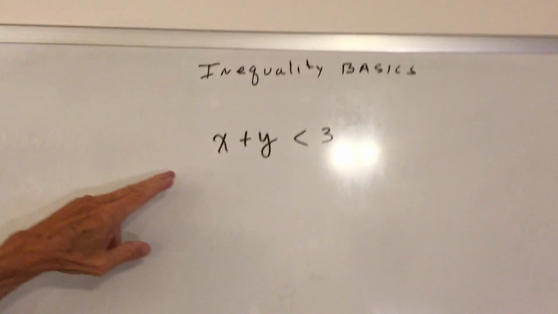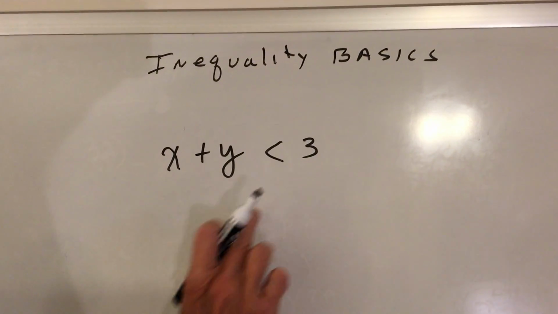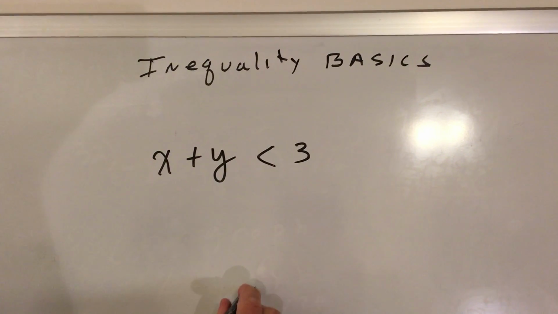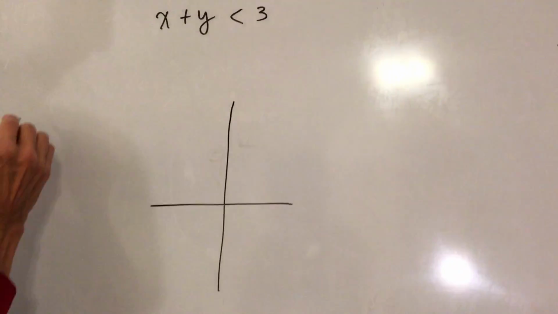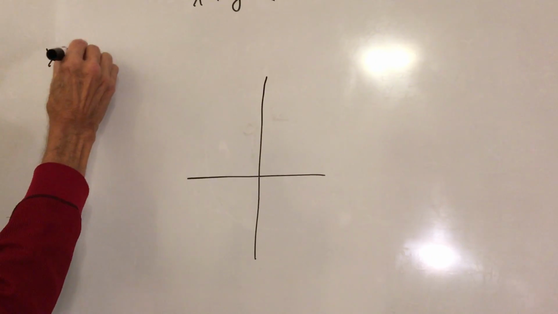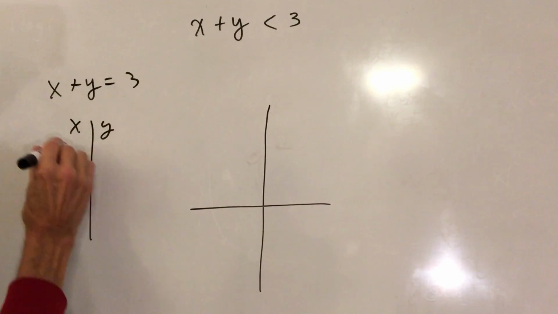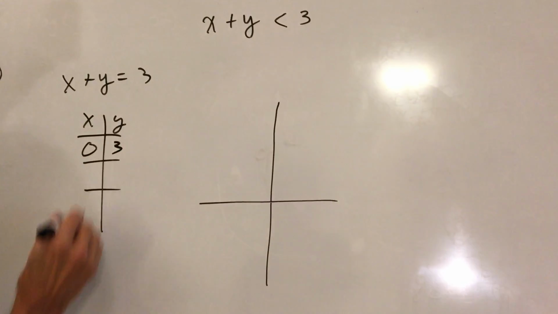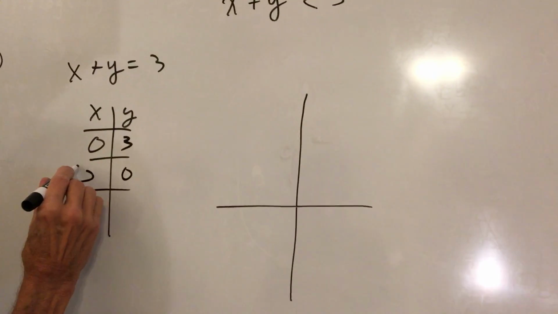Now we go to inequalities in two variables. Here's the statement, x plus y is less than 3. We want to graph it. To graph it, we make x plus y equals 3, a chart. If x is 0, y is 3. If y is 0, x is 3.